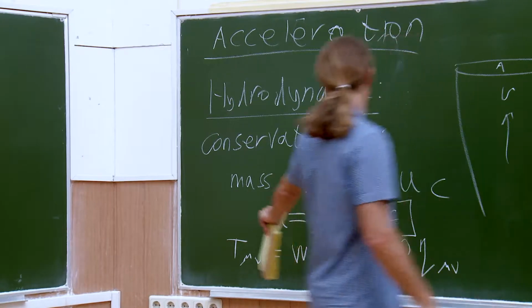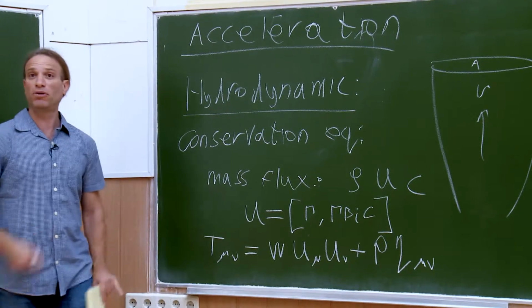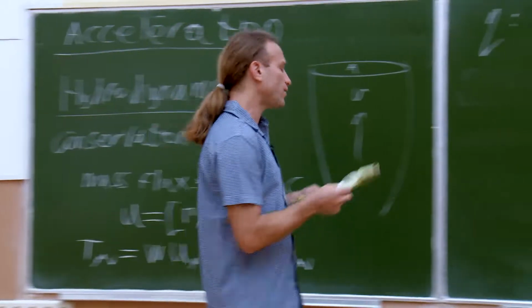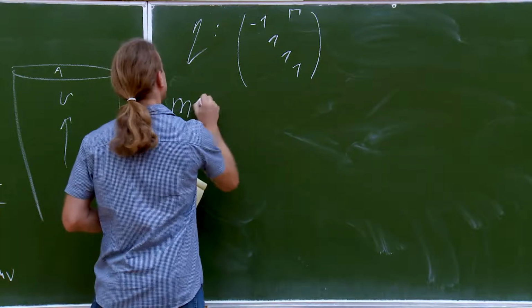Okay. So this is mass flux. This is energy flux and momentum flux. And if we want to conserve them, we just need to write the conservation equations. Okay. So the first, conservation of mass.